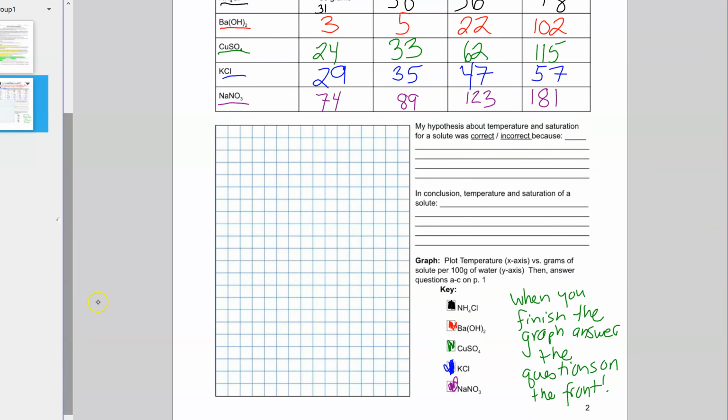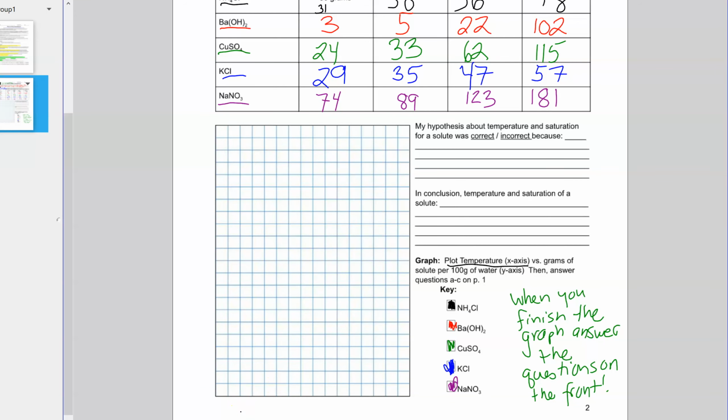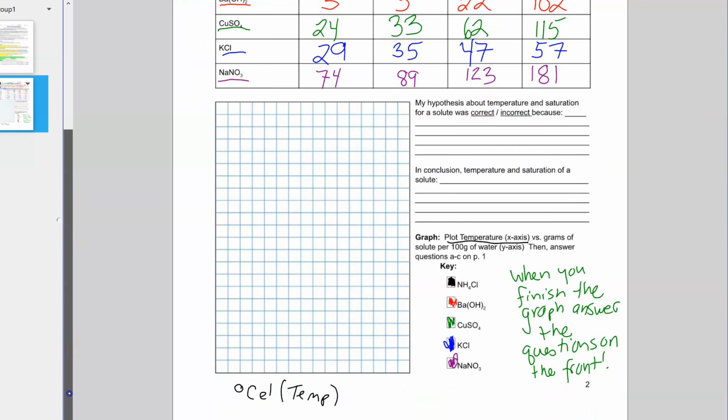Okay. So the directions say plot temperature on the x-axis. And in our lab, that was all degrees Celsius. So we're going to put degrees Celsius temp. And we know that that temperature goes from 0 to 100. So let's count how many boxes we have. We know that this has to be 0. We've got 1, 2, 3, 4, 5, 6, 7, 8, 9, 10, 11, 12, 13, 14, 15, 16.